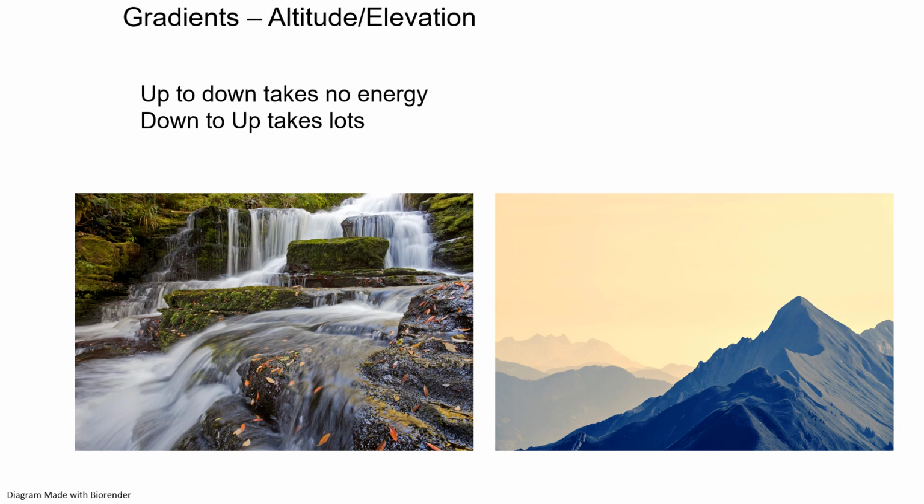So if you want to move from the top to the bottom of the mountain, it takes no energy. If this water wants to flow from the top to the bottom of the mountain, it takes no energy. You're going with the gradient. However, if you want to go from the base camp to the top of the mountain, that takes a lot of energy. If you want to walk up this creek bed, that takes a lot of energy. So we see that gradients can be set up in an effort to allow molecules to move in the body.